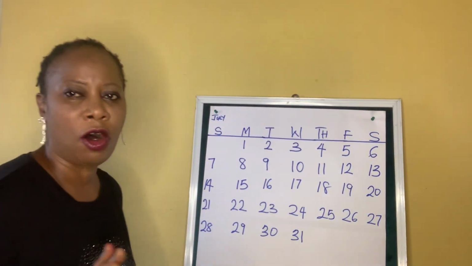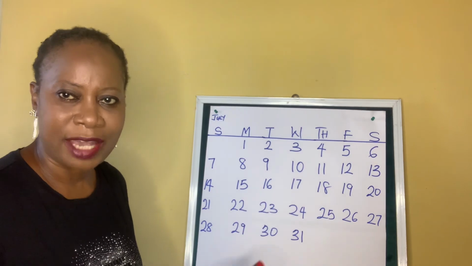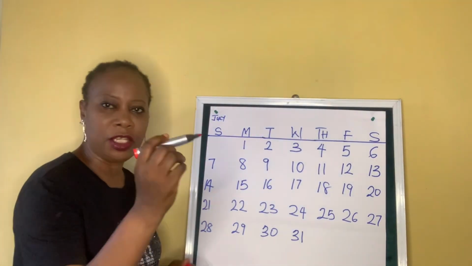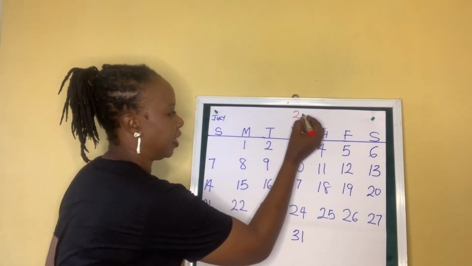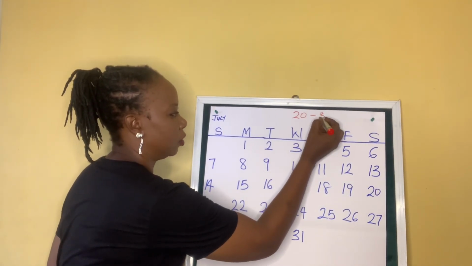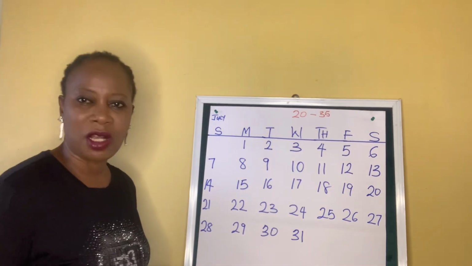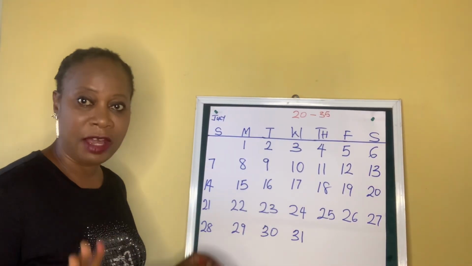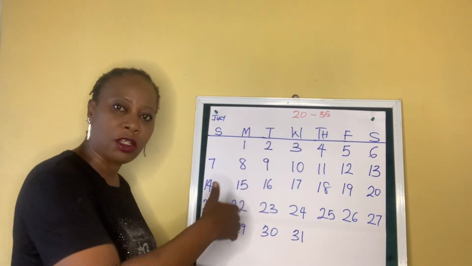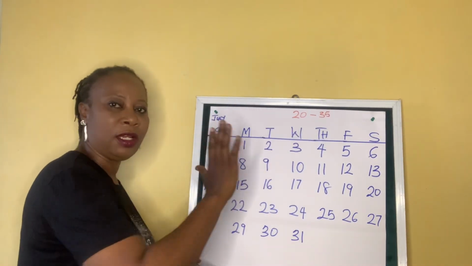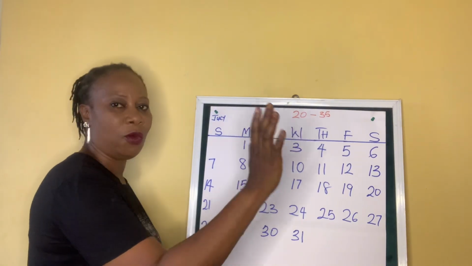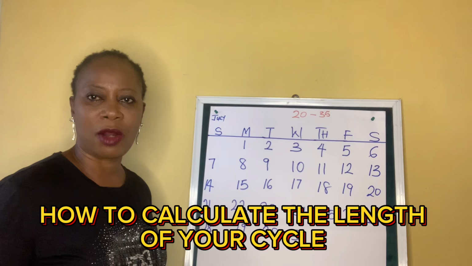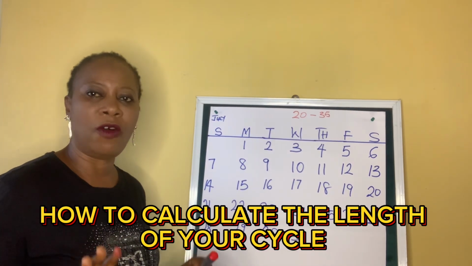So we'll be working on women that have a cycle of 20 to 35 days, because this is the normal cycle length of every woman. Either your cycle is short or long. The shortest is 20, while the highest should be 35. So this is how you calculate the length of your cycle.